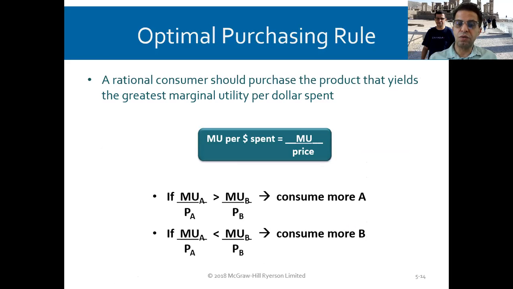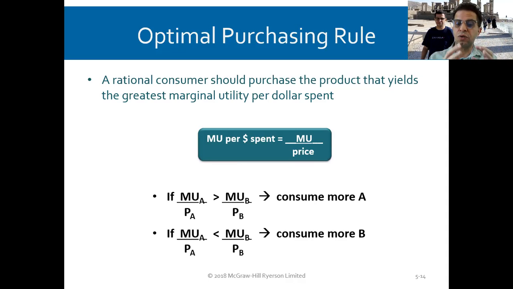Now, a rational consumer should purchase the product that yields the greatest marginal utility per dollar spent. So you have $5 and you want to buy chocolate and you want to buy chips. It depends which one will give you more marginal utility. Chips will make you happier by 5 units, but the chocolate will make you happier by 7 units, so you go with the chocolate.